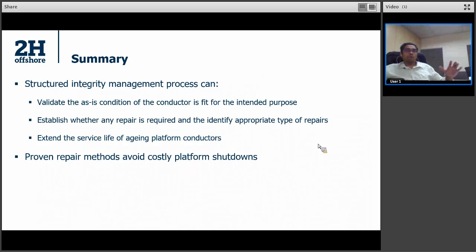And those that I've particularly discussed today are those conditions that require a certain amount of repair system to be deployed in order to extend the service life of the conductor system and safely operate those conductor systems. So by doing this, we are able to avoid any costly platform shutdowns. At the same time, manage any risk associated with sudden failure of these conductor systems.